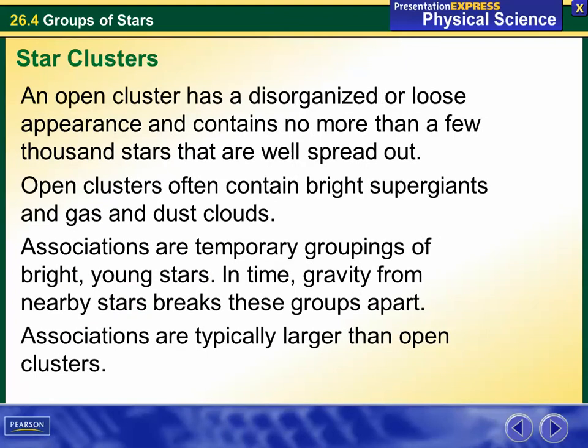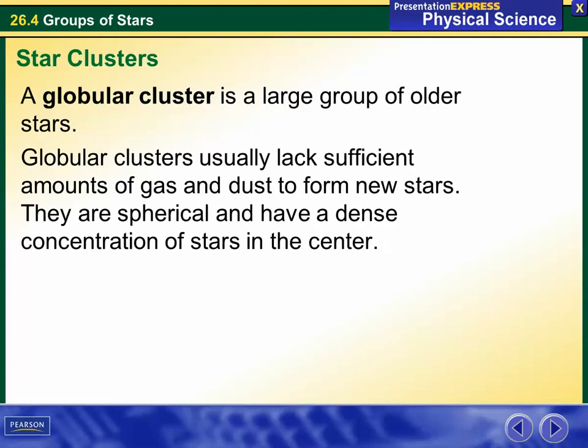Then we have associations. An association is a temporary grouping of bright young stars. In time, the gravity from a nearby star will break these groups apart, and they will go on to form their own clusters. Associations are typically larger than open clusters, and that makes sense. The farther apart things are, the less strength the force of gravity has to hold them together. So associations, because they're so far apart, can be broken apart by gravity from nearby stars, and maybe they'll go join another open cluster or possibly a globular cluster.